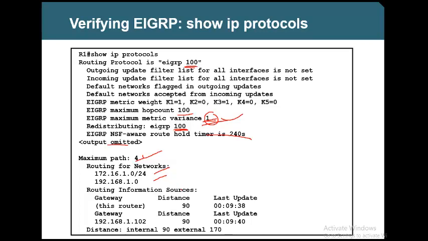These are the networks that are running, and this is the next hop router. Administrative distance of EIGRP is 90. What is the administrative distance of RIP? Correct, 120. Administrative distance of EIGRP is 90. Now there is also another administrative distance for EIGRP, which is 170, which is for external routes or redistributed routes. We'll do that later in coming chapters.